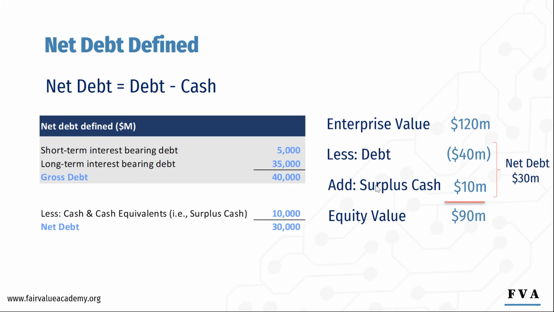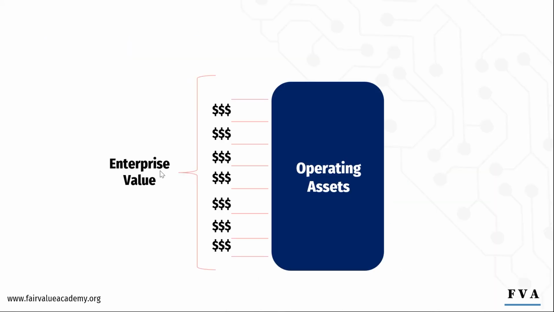Why are we adding back surplus cash in this equation? Let me explain. When we derive enterprise value, it only takes into account the future cash flows from operating assets of a business. So surplus cash or any non-operating assets is not included in enterprise value.